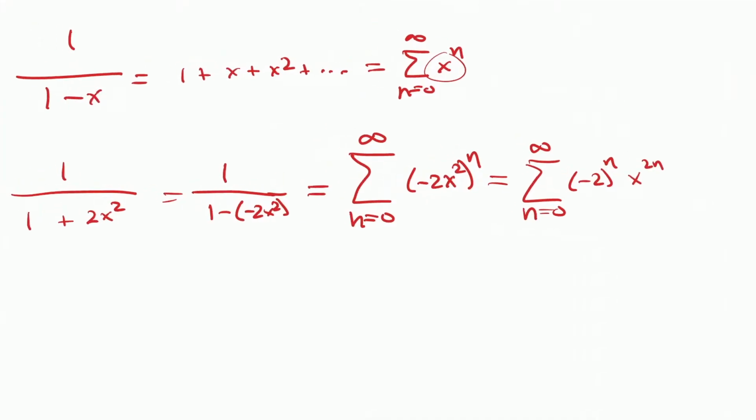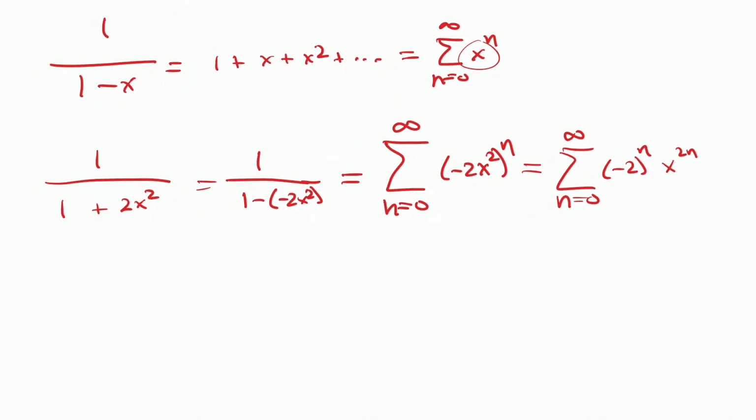So you're familiar with this technique. Well, we're going to do the same thing with other power series. In fact, take a look at this power series. e to the x is equal to this sum of x to the n over n factorial.